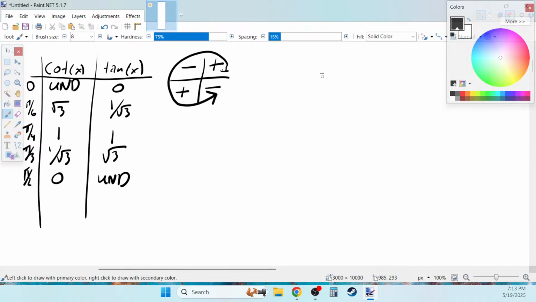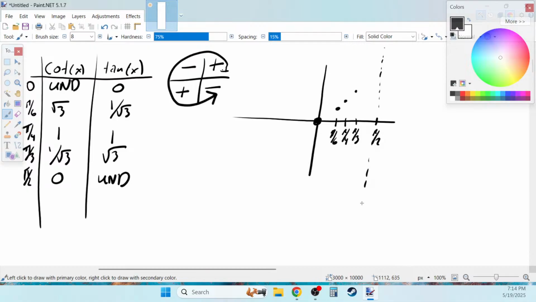Let's start off by graphing tangent. So, tangent starts at 0. It goes up to 1 over the square root of 3, which is less than 1. Then we get a value of 1. Here is pi over 6, pi over 4, pi over 3, and over here is pi over 2. We're undefined on that value. We have a vertical asymptote, so we're going to get a curve that looks something like that.